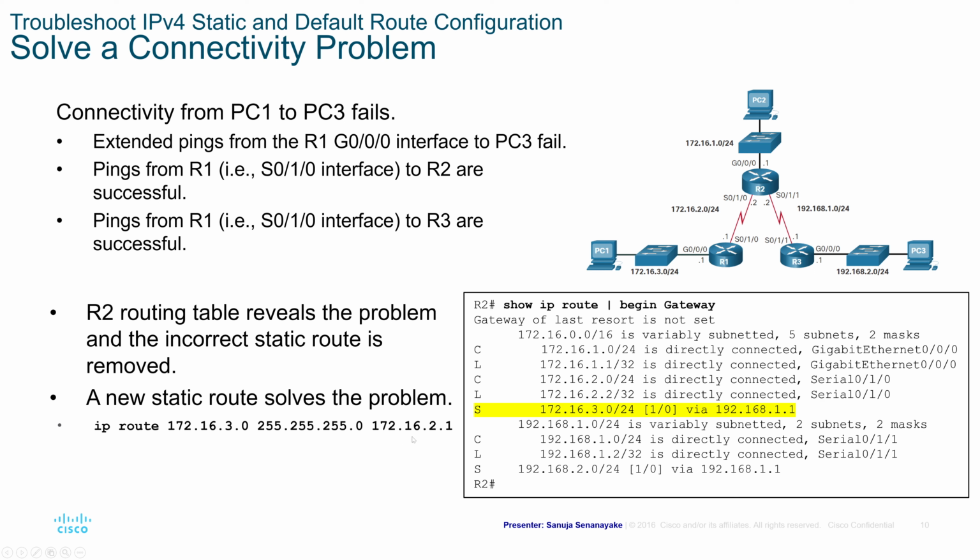Why is that the correct one? The network associated with this side is 172.16.2.0, not 192.168.1.1, so that means the static route is incorrect. Now we have corrected it to 172.16.2.0, and now the proper static route is entered, and that should fix the problem. So this is a quick demonstration of solving a connectivity problem.